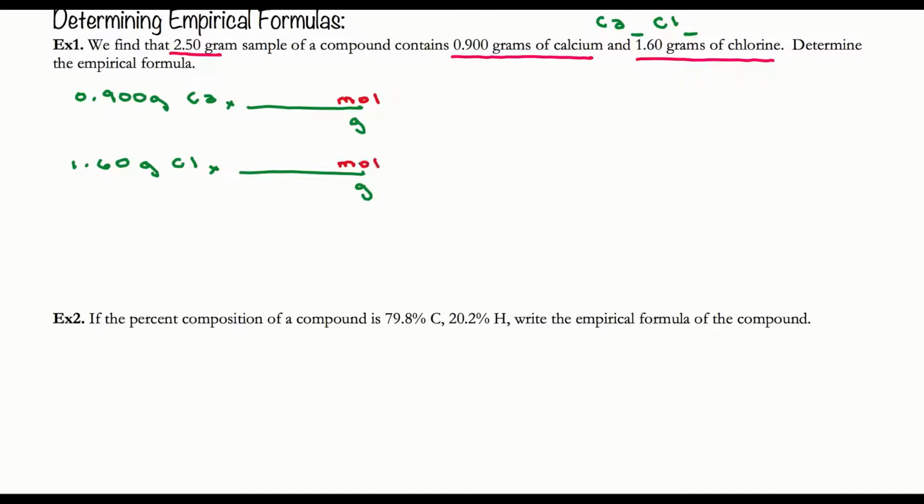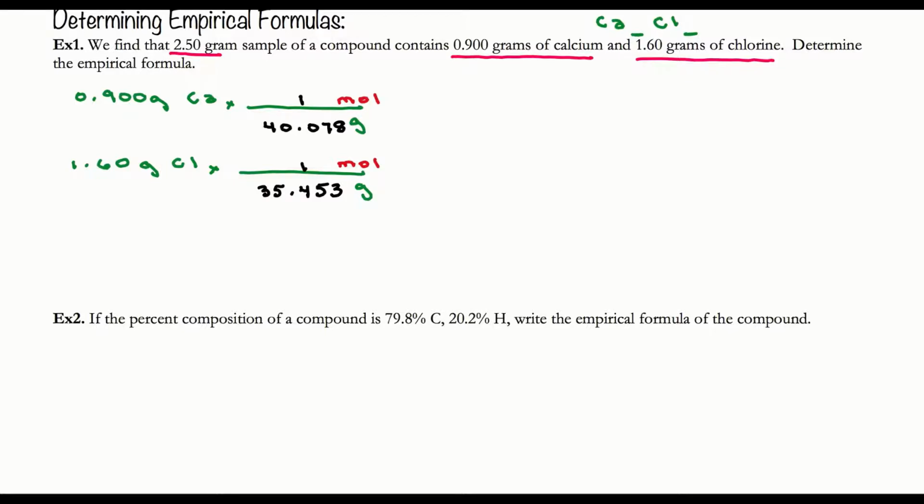okay? And then what I need to do, because this is grams per mole, I need to write the molar mass of calcium and I need to write the molar mass of chlorine. So the molar mass of calcium is 40.078, so I'm going to put my molar mass on bottom because it's grams per mole. And it's that many grams for every 1 mole. For chlorine, it's 35.453 grams for every 1 mole.